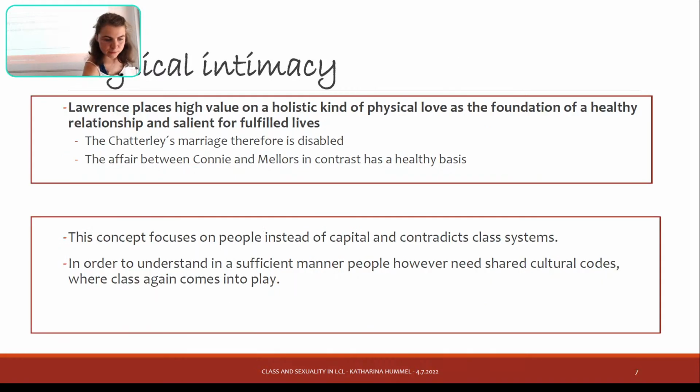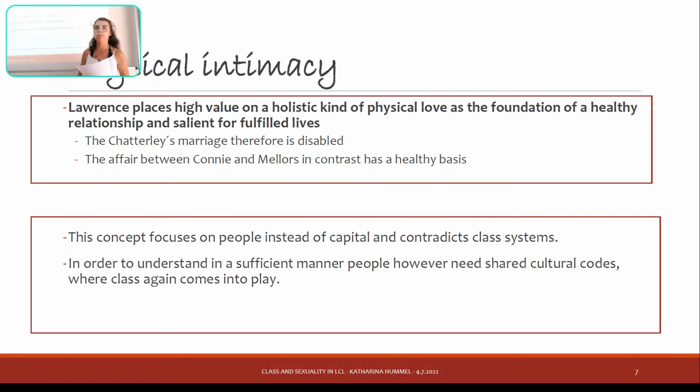He thinks it's important to have sex and a good sexual life, and that's where I would go into physical intimacy in the book. As I just touched upon, Lawrence places high value on a holistic kind of physical love as a foundation of a healthy relationship and salient for a fulfilled life. So you can see this in the chapters where Connie has no sex because Clifford is disabled, and really begins to wilt and is feeling like, okay, something is missing, I don't know what it is, but I'm not all right. I'm not a woman myself, and really she lacks something.